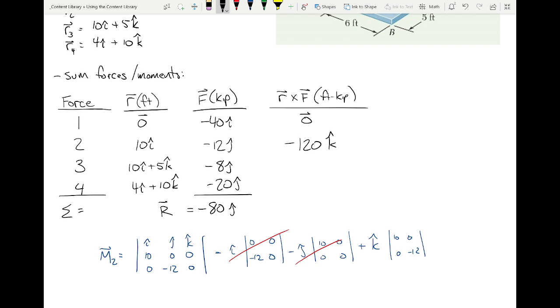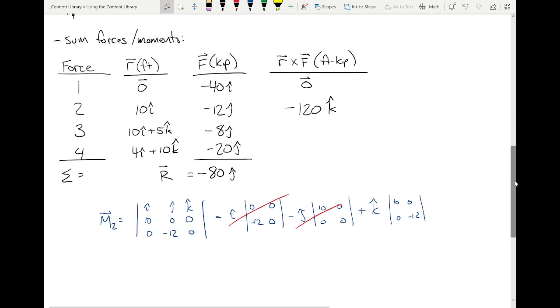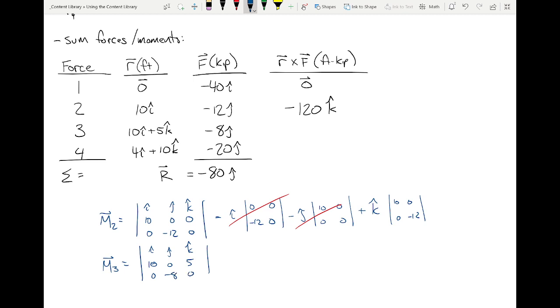Don't be shy. I'm going to wait. Just so we're clear, what we're doing is taking that vector and that vector, and we're crossing that. That's what we're doing.